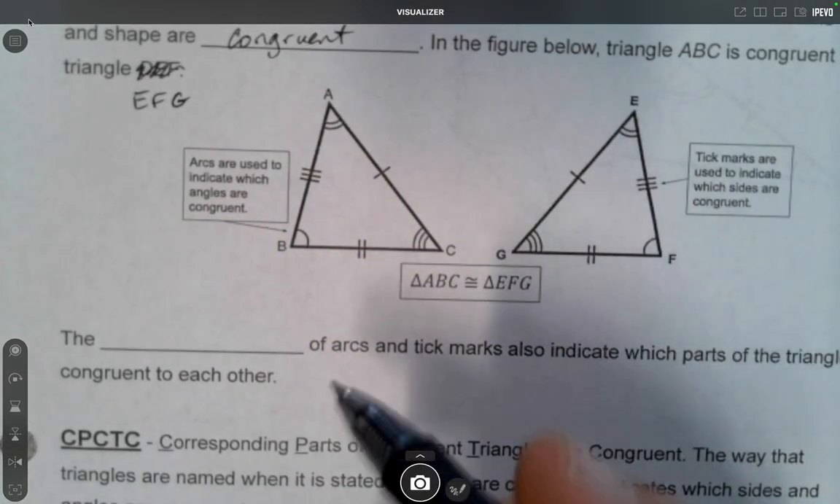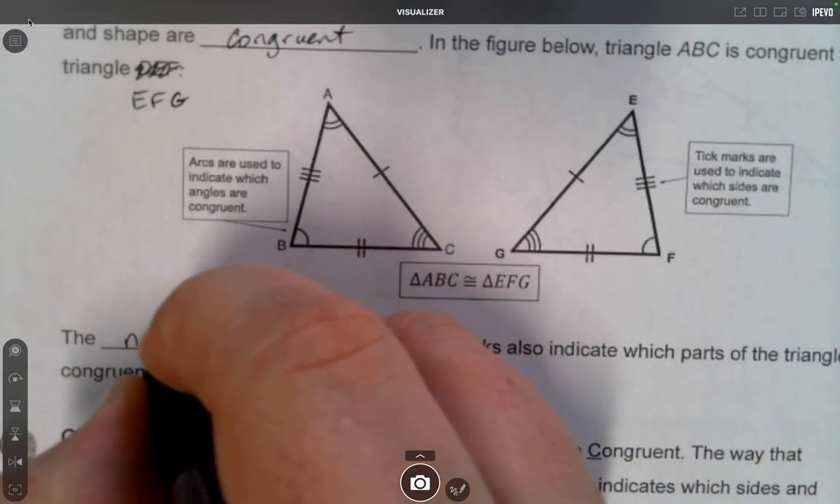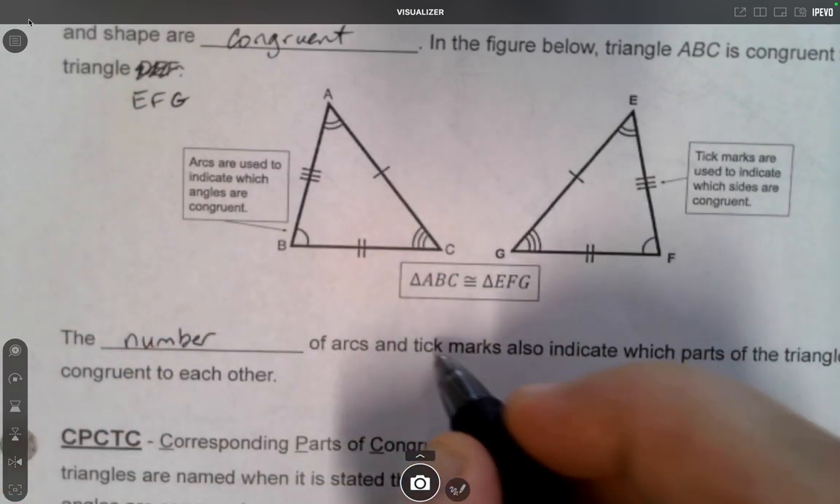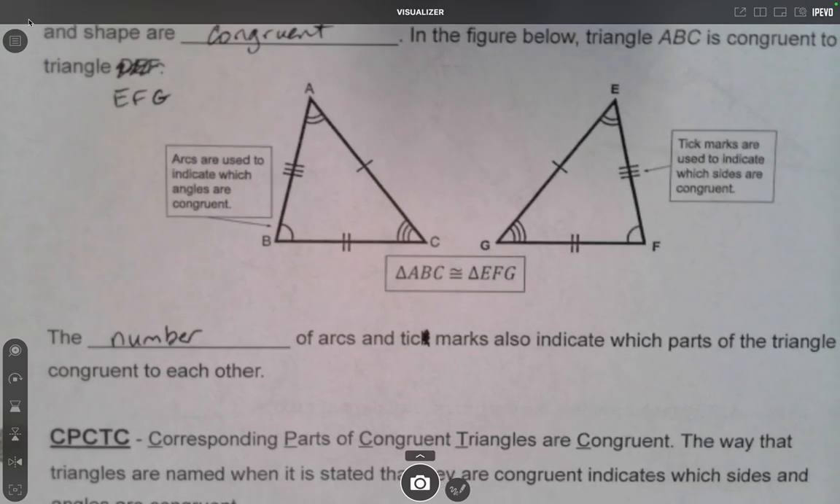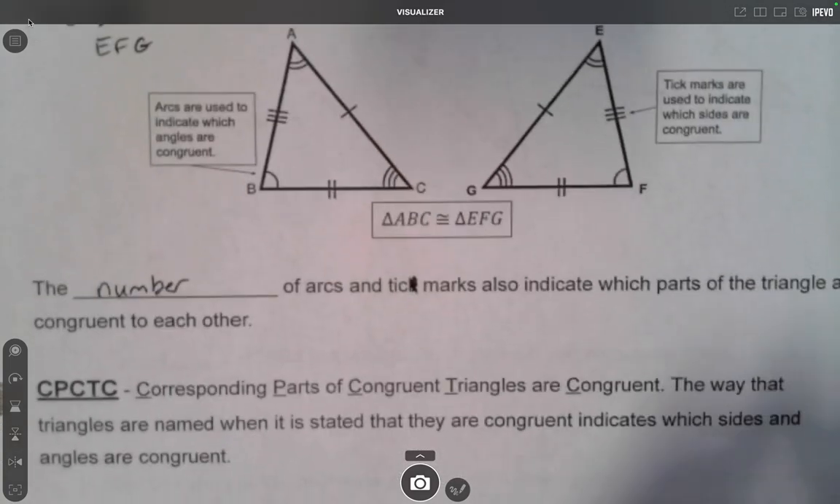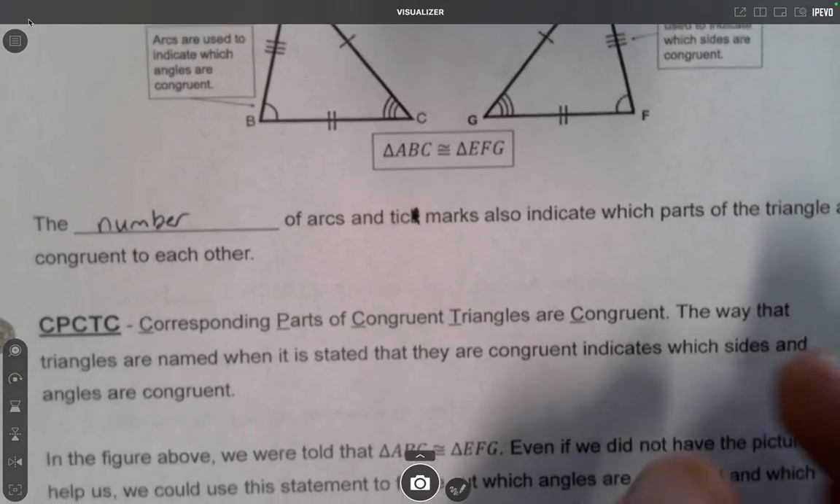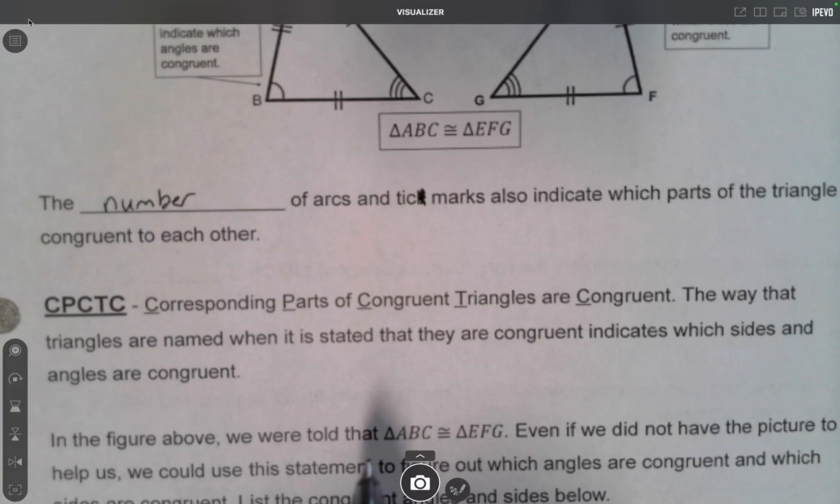So as I already pointed out, the number of arcs or the number of tick marks also indicate which parts of the triangle are congruent to each other. I think autocorrect got me there; tick doesn't have a K for this kind. I should look into that. Oh, here, I was giving a preview, didn't even remember. CPCTC. Corresponding parts of congruent triangles are congruent.